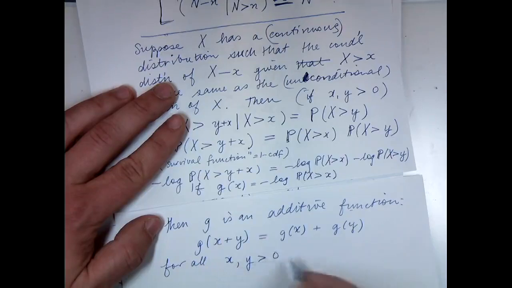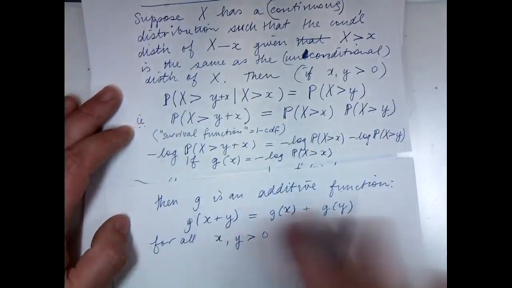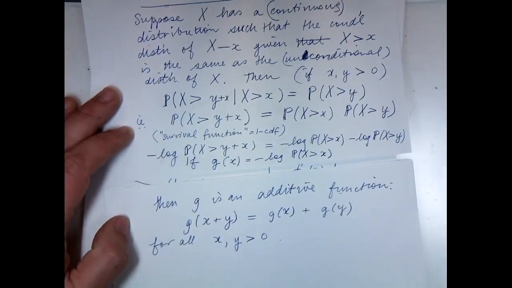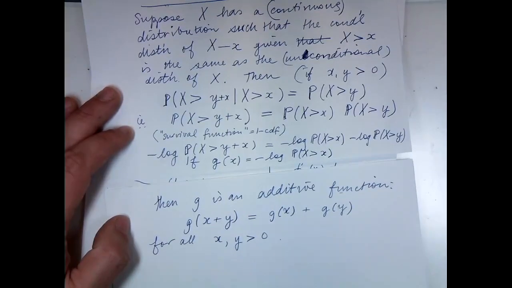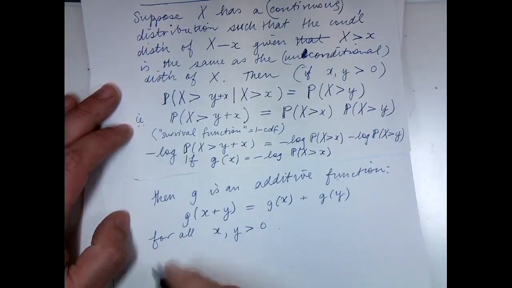Of course, g is only defined really for positive numbers. If I were to put negative numbers into either side of that, I would get silly answers because the probability of being greater than -1 is just 1. So the formulas are not going to be true for negative x and y. I'll restrict to positive x and y.